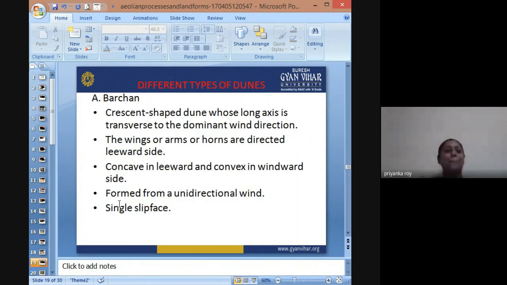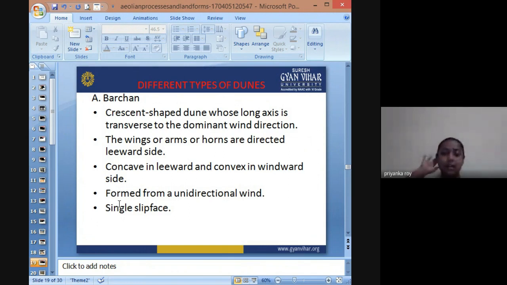Different types of dunes. Barkhan is one type of dune. It's a crescent-shaped dune whose long axis is transverse to the dominant wind direction. The wings or arms of the horn, or you can also call them the horns of these leeward sides, are commonly seen in sand dunes. The concave leeward and convex windward side.